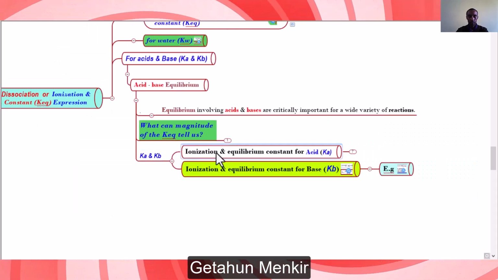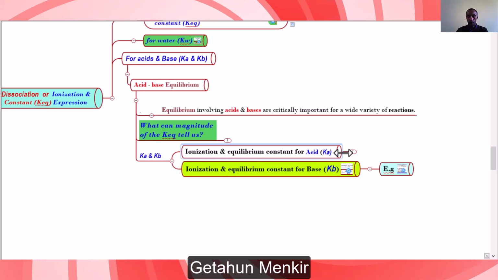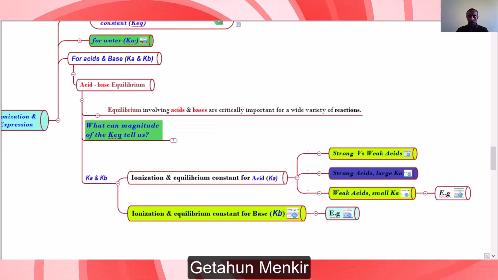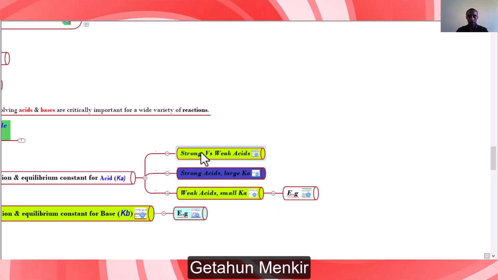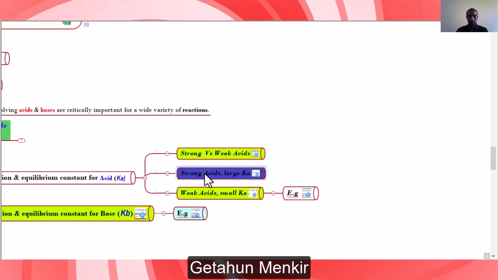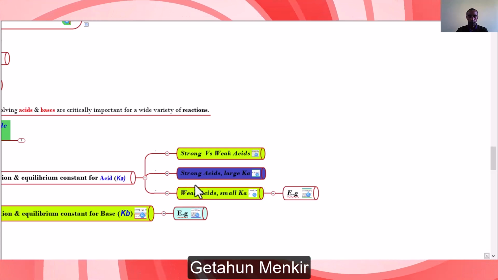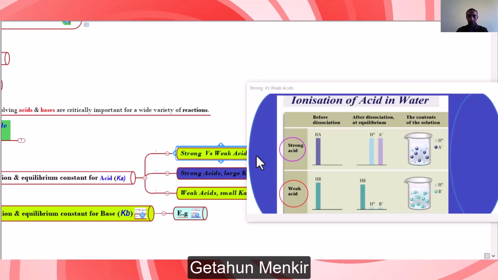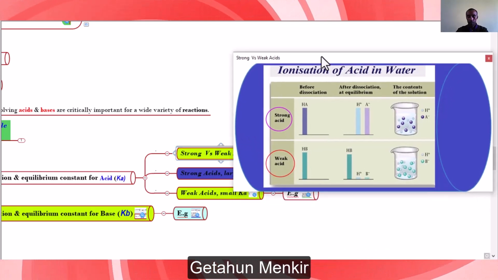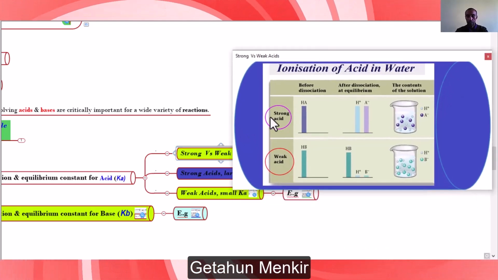Another thing is the ionization or equilibrium of the acid. You can classify acids as strong acid and weak acid. Similarly, you can classify bases as strong base and weak base. So, strong acid versus weak acid: what is the basic difference between a strong acid and a weak acid?